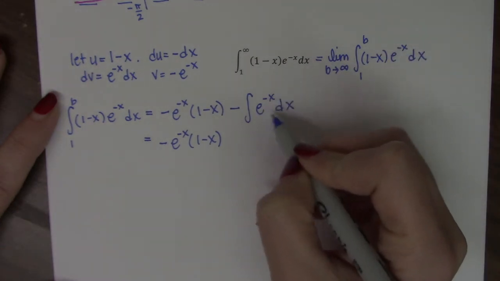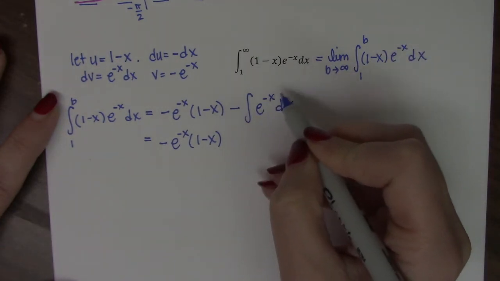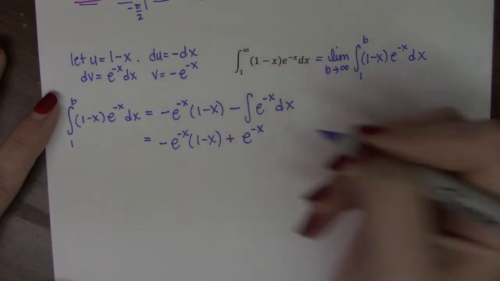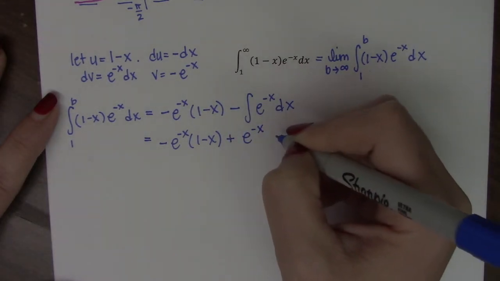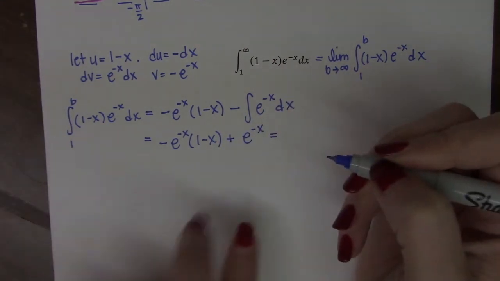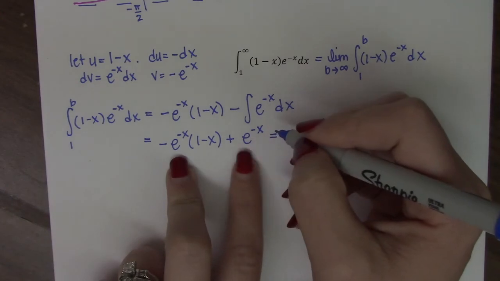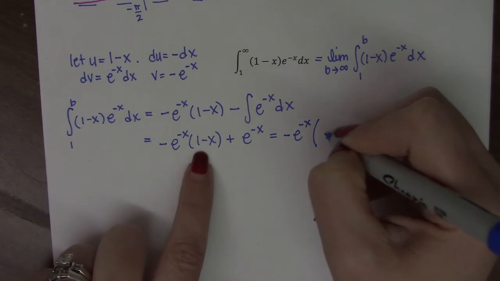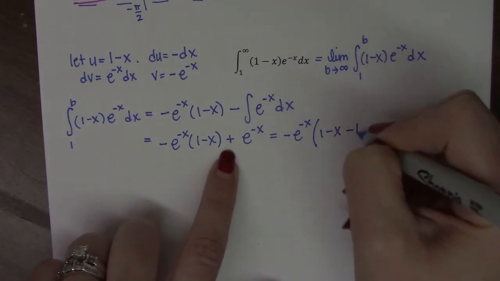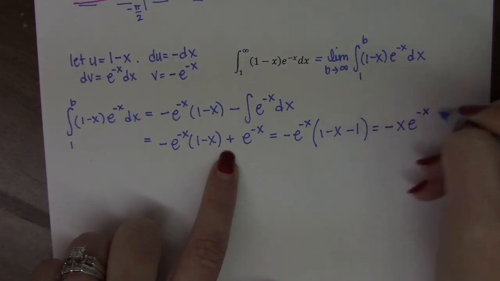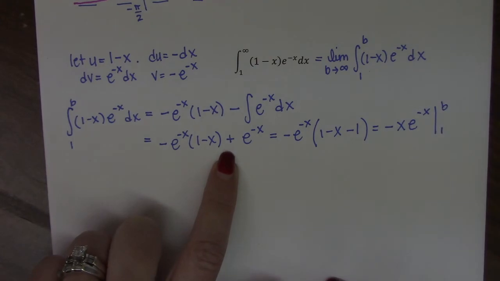So if we take this out one more step, the antiderivative of this is negative e to the negative x. So when we multiply by this negative 1, we get positive e to the negative x. And I would actually simplify this a little bit more. We can factor out a negative e to the negative x. That leaves me with 1 minus x minus 1, and this simplifies into negative x e to the negative x, and that's what we want to plug 1 to b in.